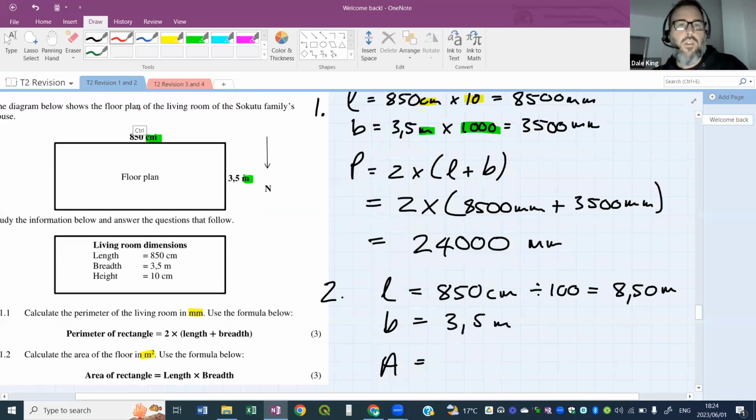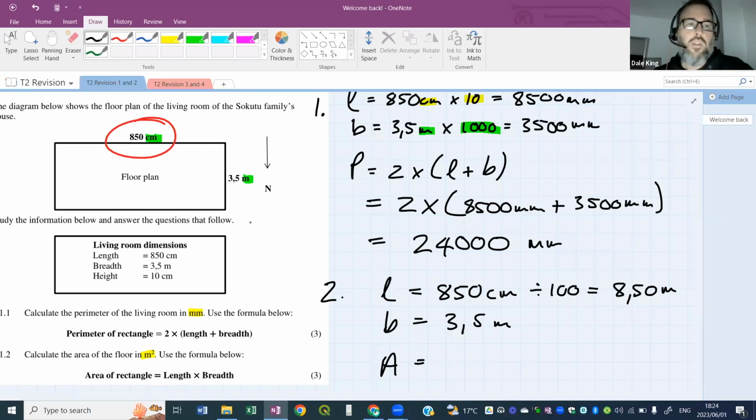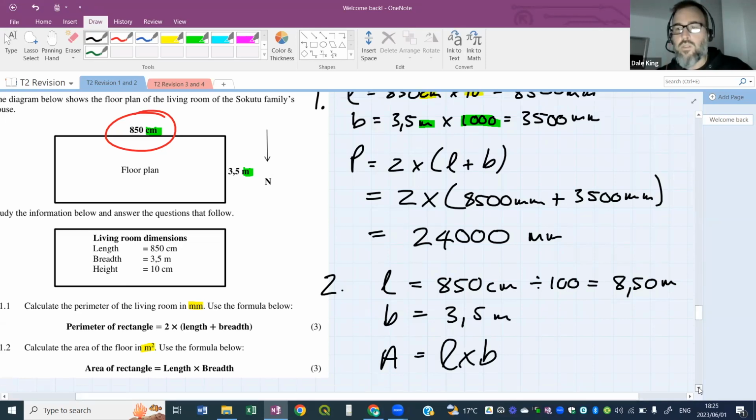The second question, we're working out area, and they want it in meters squared. So we are converting to get meters. There's only one dimension that's not in meters. That's the 850 centimeters. So to get meters, I'm dividing by 100 because there's 100 centimeters in every meter. That gives me 8.5 meters. Now I've got meters in both of my dimensions, and then I can go ahead and substitute that into my formula. So that's what I'm going to do now.